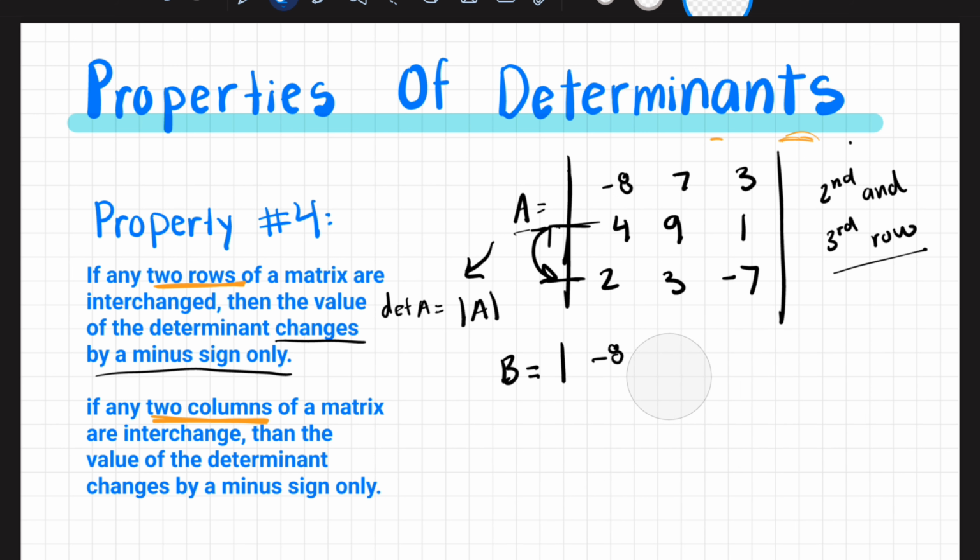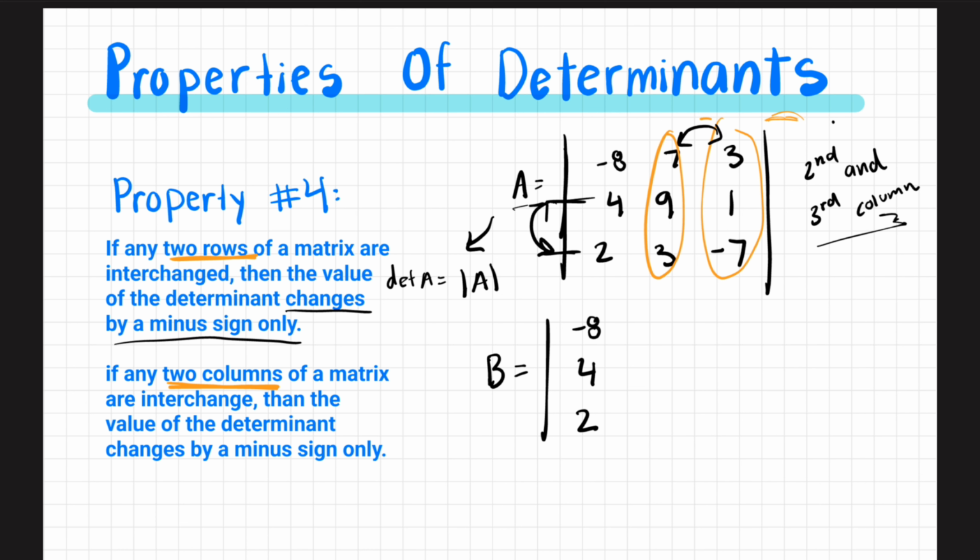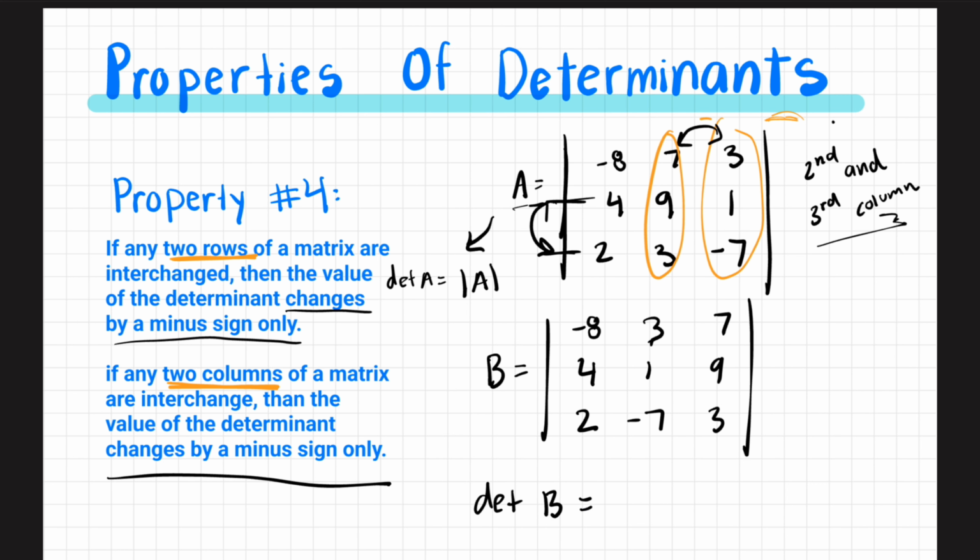So in this case, let us switch the second and third column. If we switch the second and third column, this is the second column and this is the third column. Once again, the first column stays as it is. Interchanging this and this, we get 3, 1, -7, 7, 9, and 3. And the determinant of B, as it says, changes by a minus sign only, which is -A.